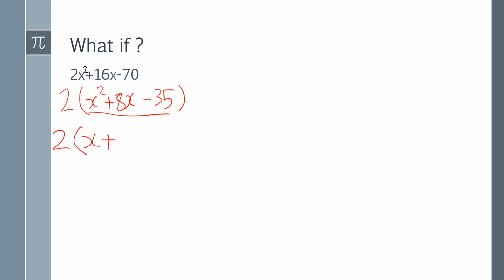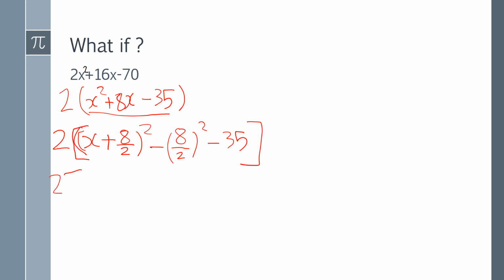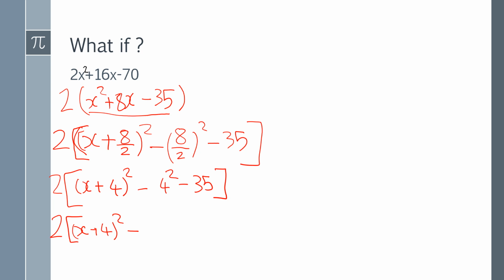Now be careful, because you have lots of brackets in here. So 2, open bracket, x plus 8 divided by 2, squared, minus 8 divided by 2, squared, minus 35. Now 2, open bracket, x plus 4 squared minus 4 squared minus 35. So 2, open bracket, x plus 4 squared minus 16 minus 35 is minus 51.